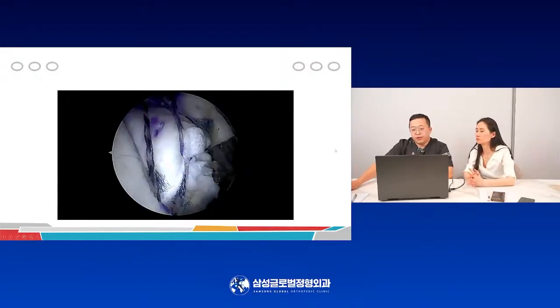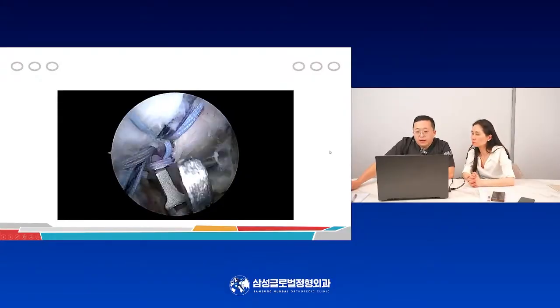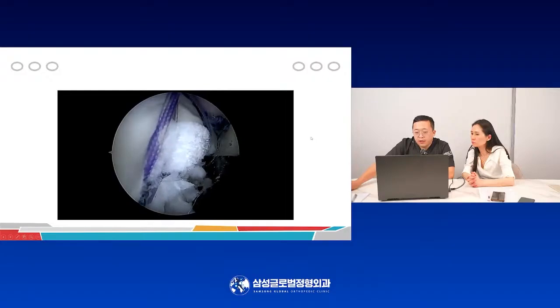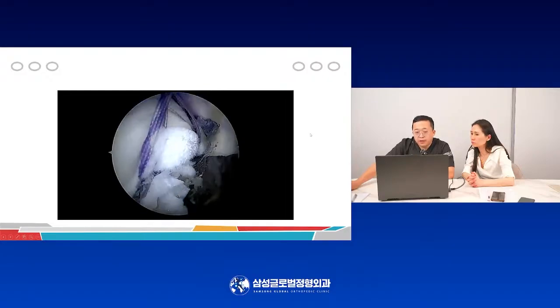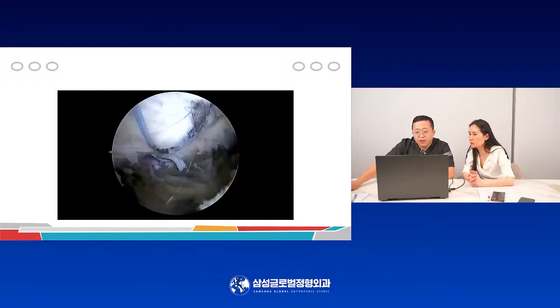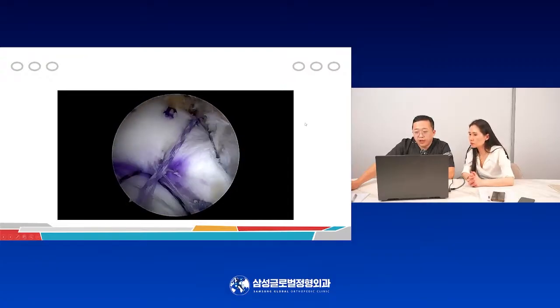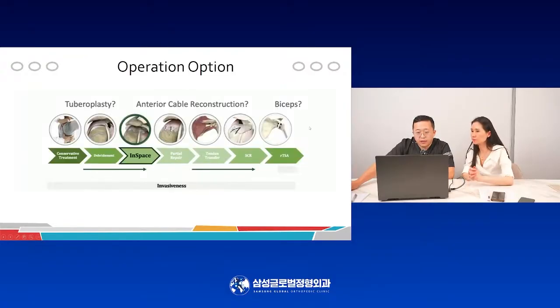So I think this is the first option we have to consider. This way is the least invasive way. If this way is successful, it is a very good option, the greatest option for the patient, I think.